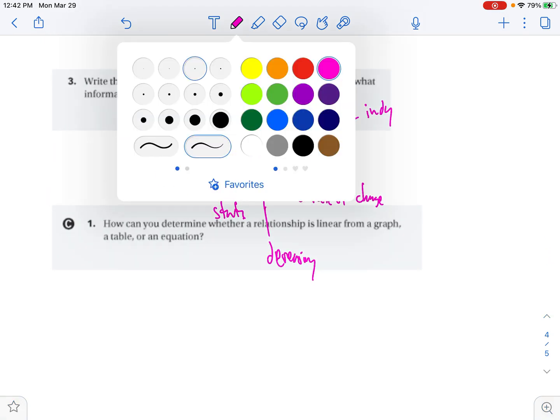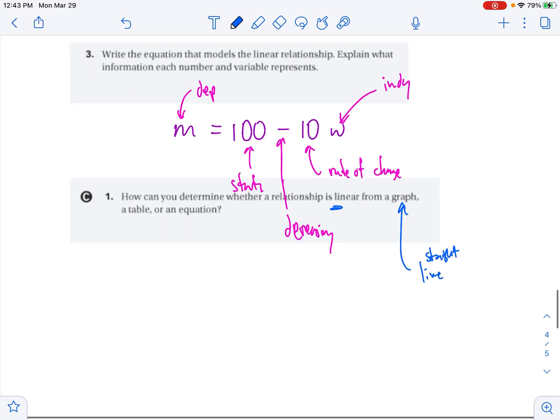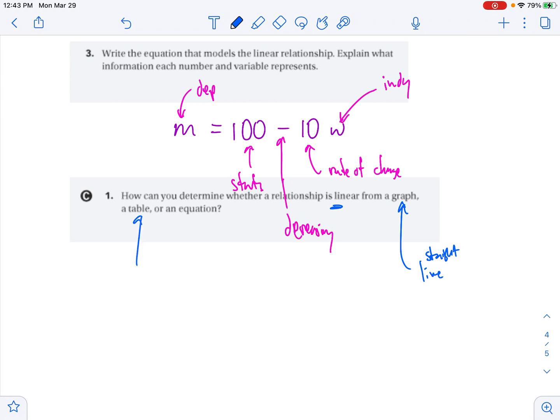Oh, good. Look at this finale question. We're in the finale. You're doing it. Finale question. How can you determine if something is linear by looking at a graph? Well, if it's a straight line. If it is a straight line, not just any line, but a straight line, then it is linear. How about a table? How can you tell when you just look at a table of data if it's going to be linear? Well, if the pattern shows a constant rate of change. It could be increasing, it could be decreasing, it doesn't matter, as long as it's constant.